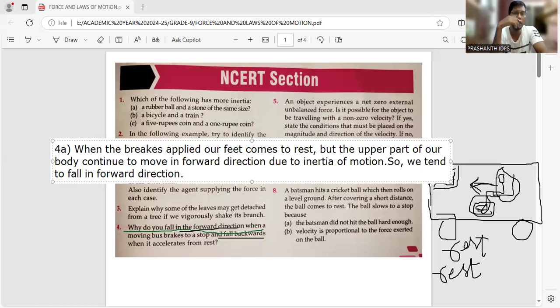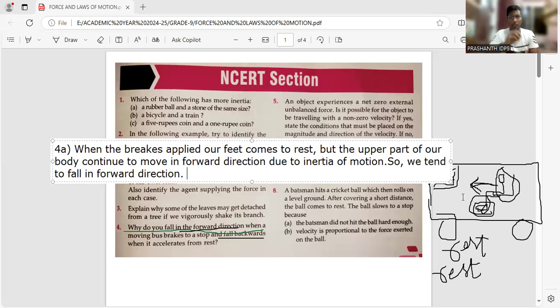Now next, what is he asking? Why do we fall backward when accelerating from rest? Suppose you are traveling to some other place, you enter the bus and sit down, right? You'll be sitting for some time. After some time the driver comes and starts the bus. It means before it was at rest, and when he starts and accelerates, it will start moving. So now the question is why we fall backward. Previously it was the forward direction, I told you why. Now why the backward direction?